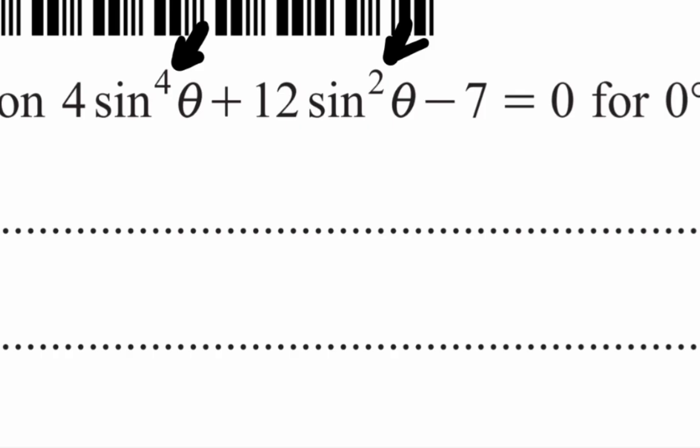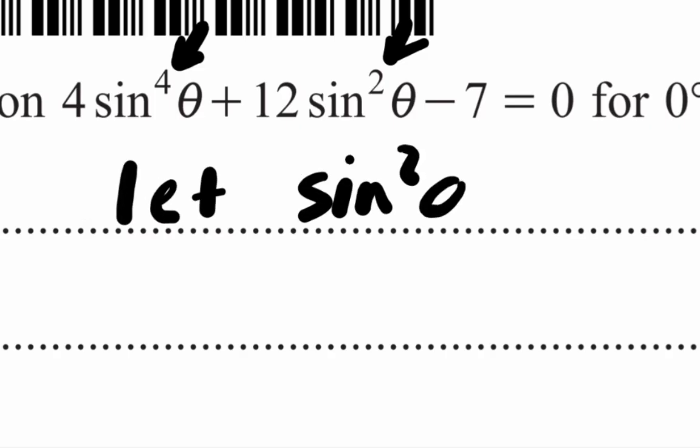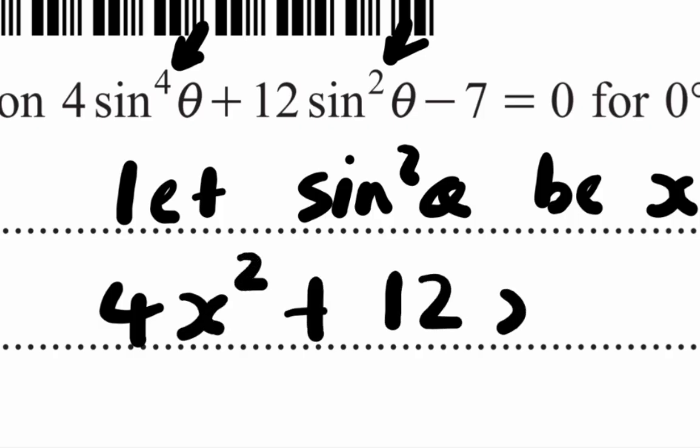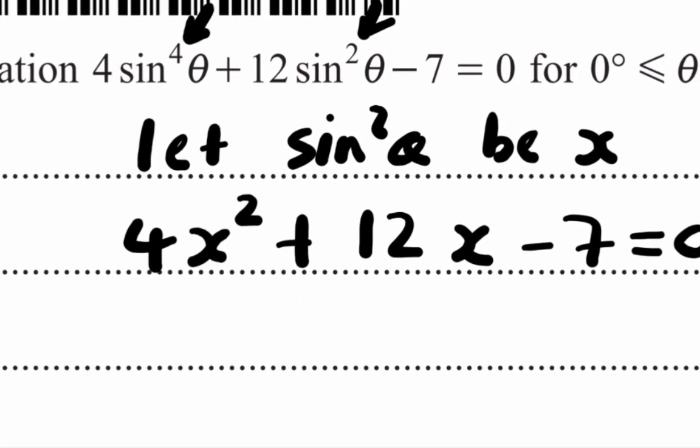So we're just going to go ahead and say, let sine squared theta be x, right? So that we turn it into a form that we are more comfortable with. So 4x squared plus 12x minus 7 is equal to 0. Right? So now x is standing in for sine squared theta.